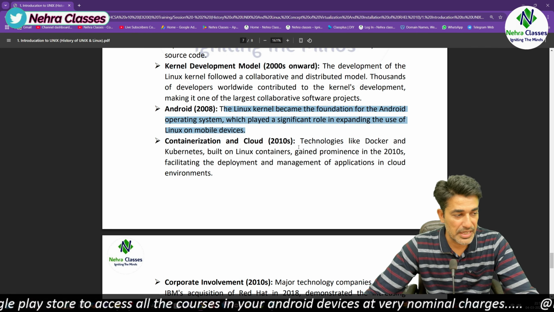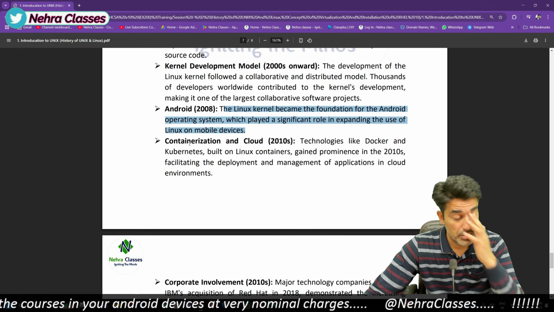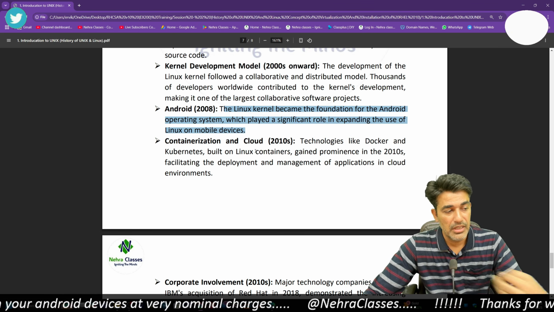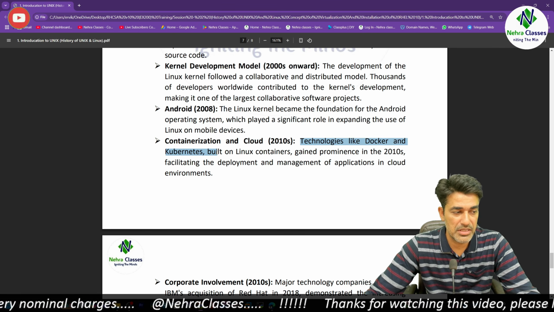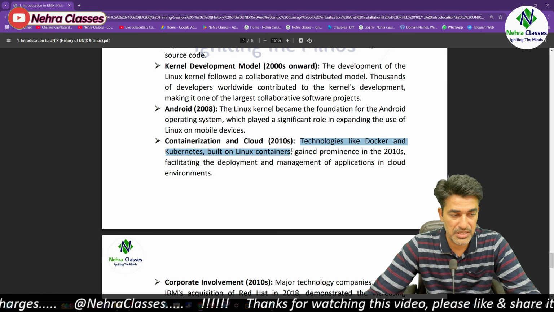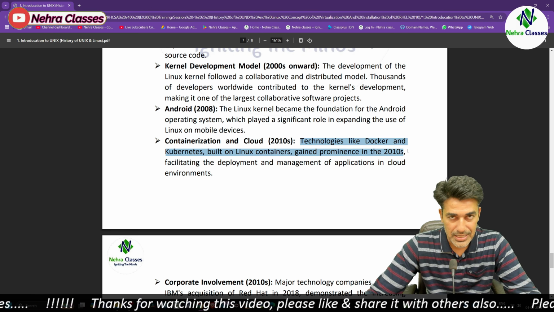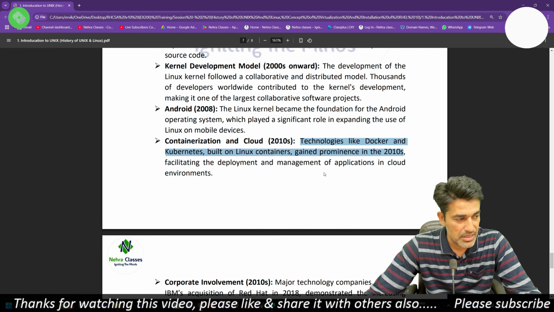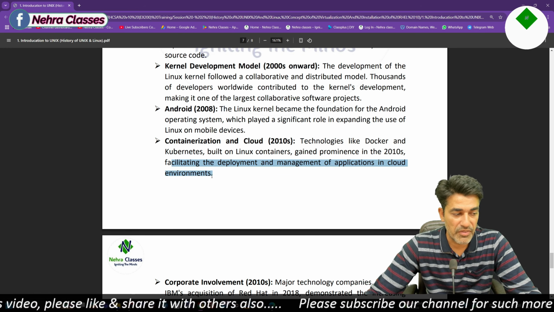In 2010, containerization and cloud started adopting Linux. Technologies like Docker and Kubernetes, built on Linux containers, gained prominence in 2010, facilitating the development and management of applications in the cloud environment.